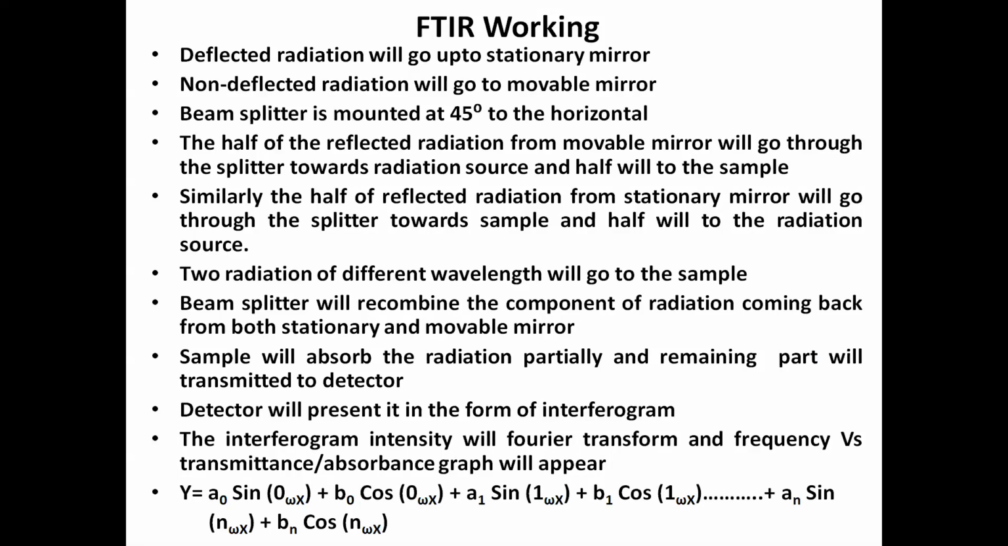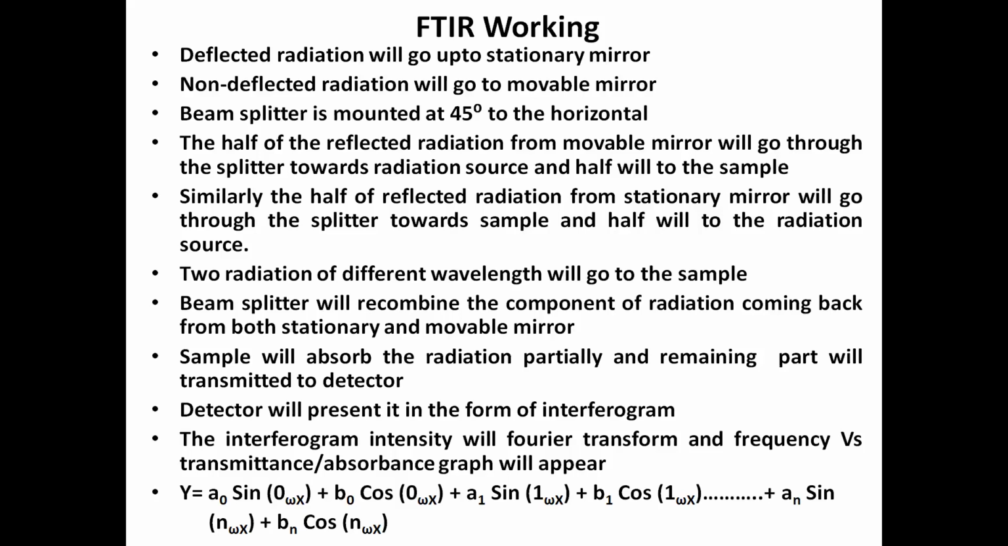The beam splitter is mounted at 45 degrees to the horizontal. All these statements are very important. Half of the reflected radiation from the movable mirror will go through the splitter towards the radiation source, and half will go to the sample. As you know, the beam splitter has 50% transmittance, so that will allow only 50% of the light which is coming up to that point. So 50% it will send back to the IR source, and 50% is allowed to go forward. Similarly, half of the reflected radiation from the stationary mirror will go through the splitter towards the sample, and half will go towards the radiation source.